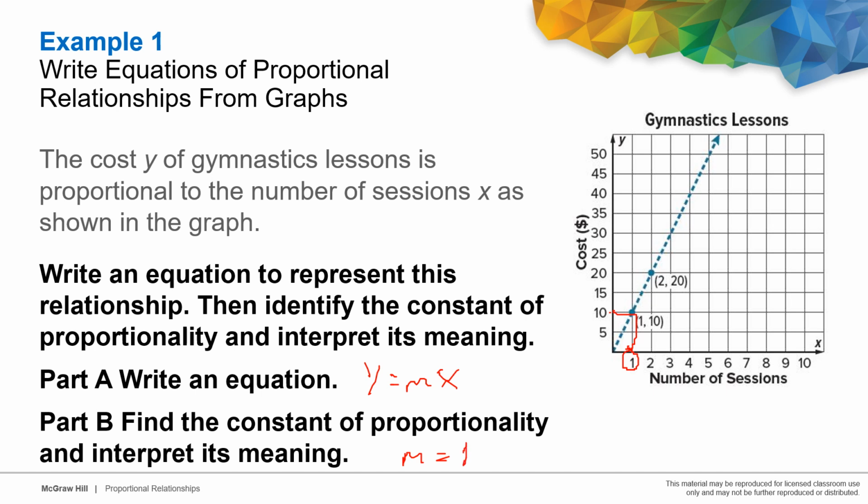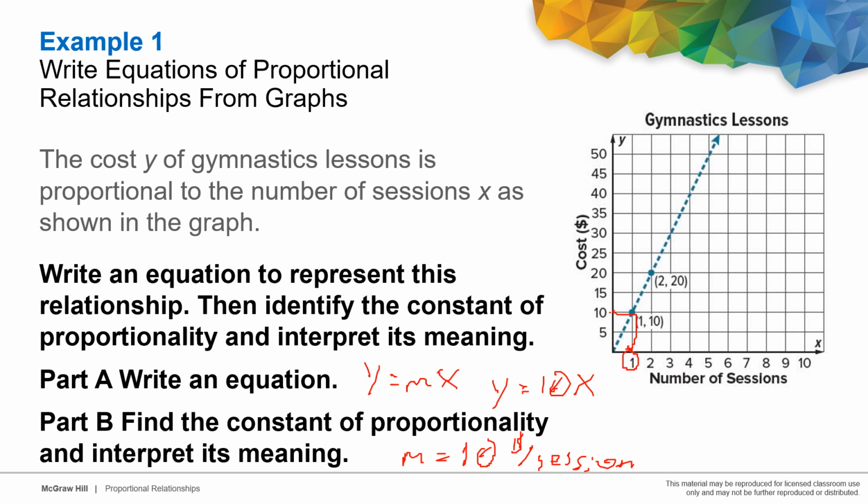So slope is $10 per session. So your equation for your answer then would be y equals 10x. And that is literally it. That is all there is to this.